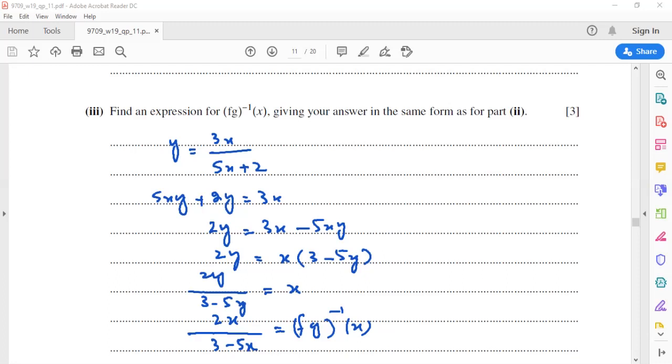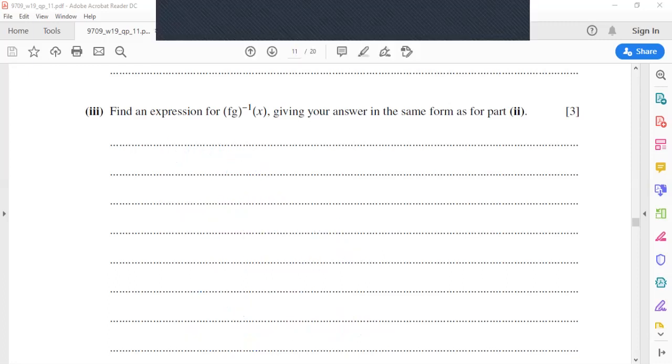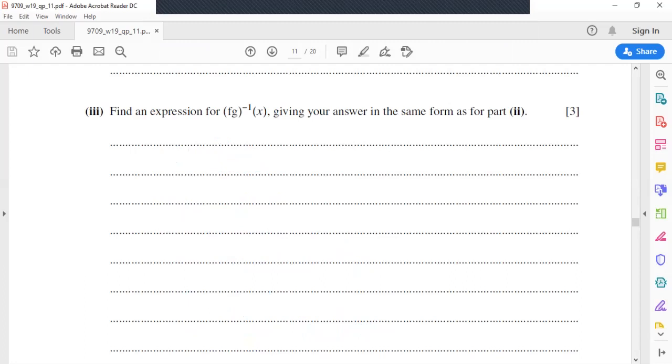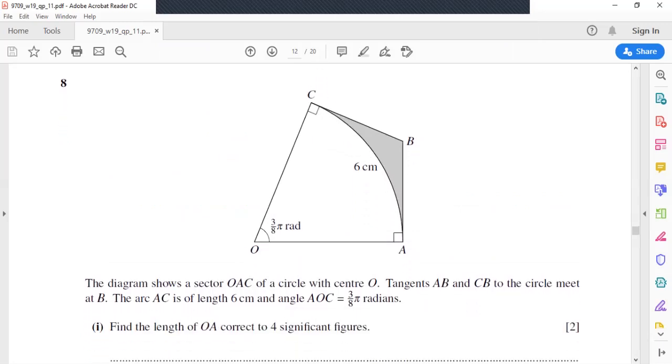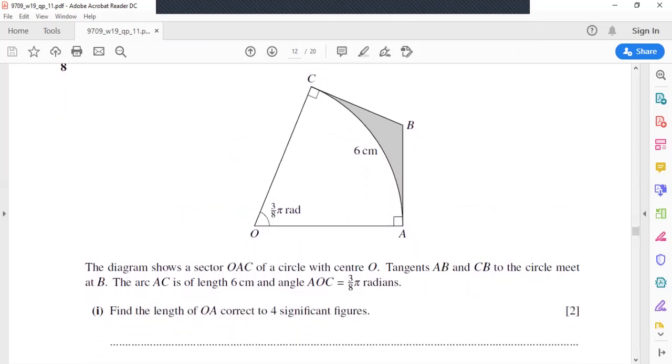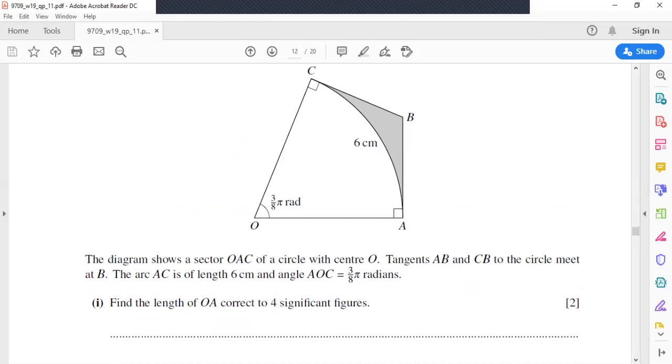Now let's go for question number 8. Let's see what comes there. This question is regarding circular measure, and here it says the diagram shows a sector OAC with a circle, the tangents AB and CB to the circle meet at point B. Now the arc AC is of length 6 cm, and angle AOC is this.